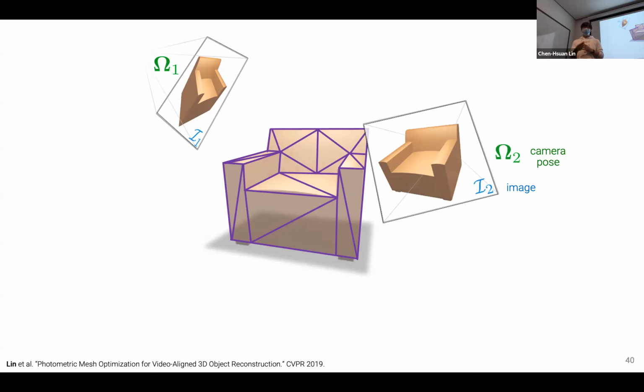In this work, we mostly consider 3D meshes for simplicity, although I'll show later on that the same concept of photometric optimization can be applied to more recent signed distance functions as well. Given a 3D point that is sampled on the mesh surface, which we call Y, we can write this point Y as a convex combination of the mesh vertices.